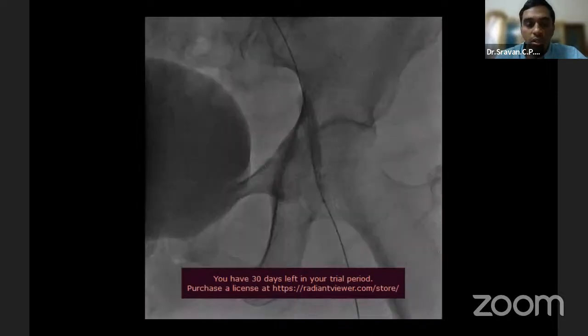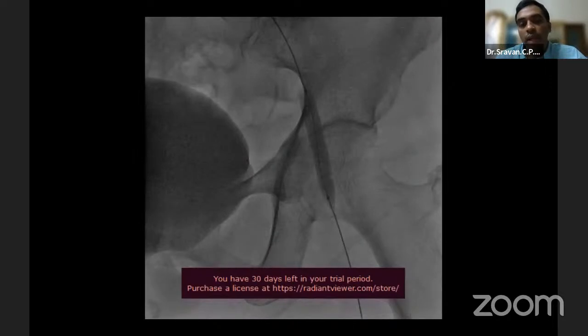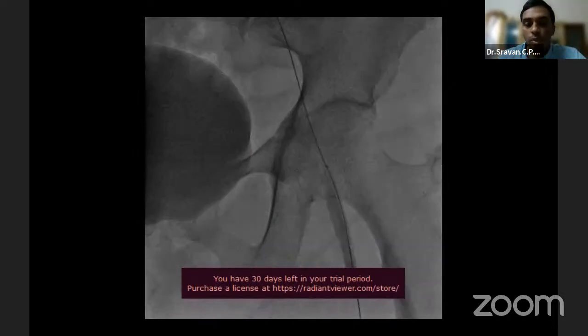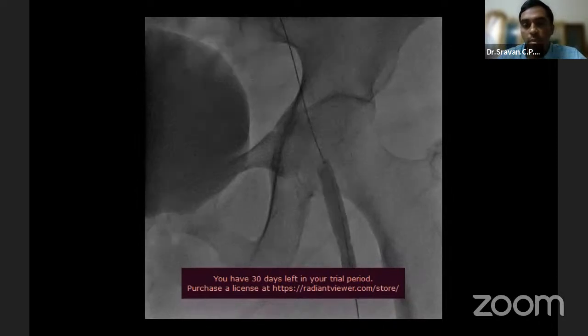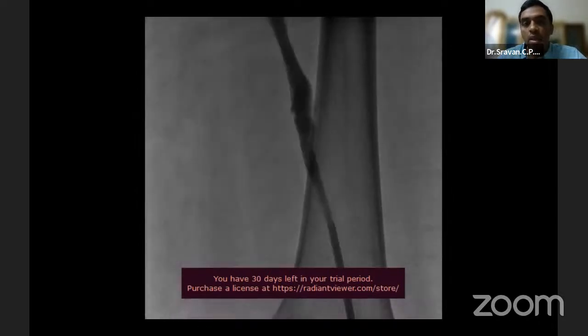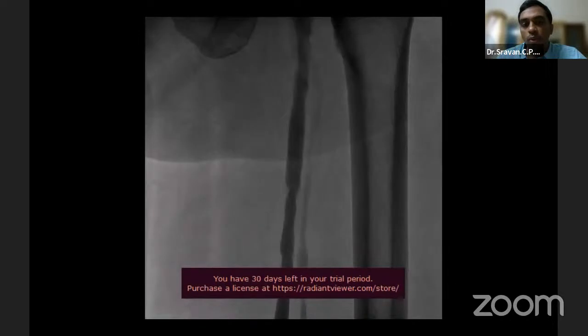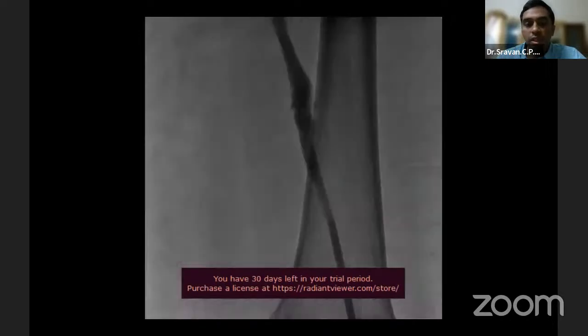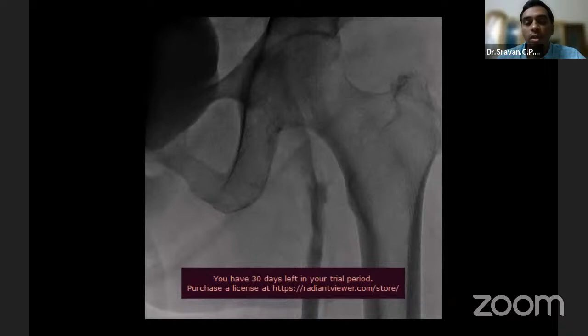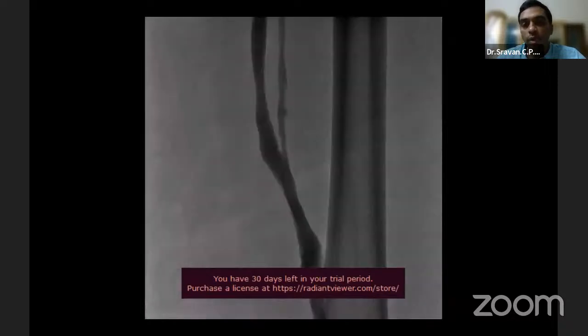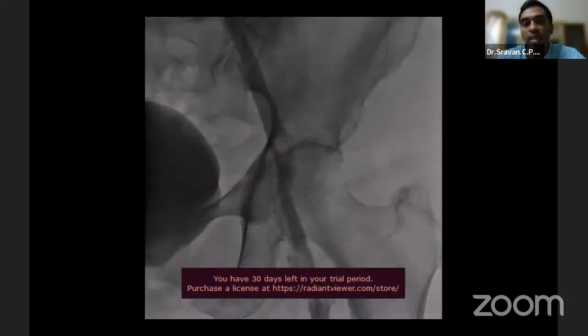So taking an initial 8 balloon and then a 10 balloon and gradually increasing to a 12 balloon, the common femoral vein region was plastied. You can see that some amount of waist is there, and then good flow right from the sheath in the popliteal vein all across the superficial femoral vein, the common femoral to the iliac segment.